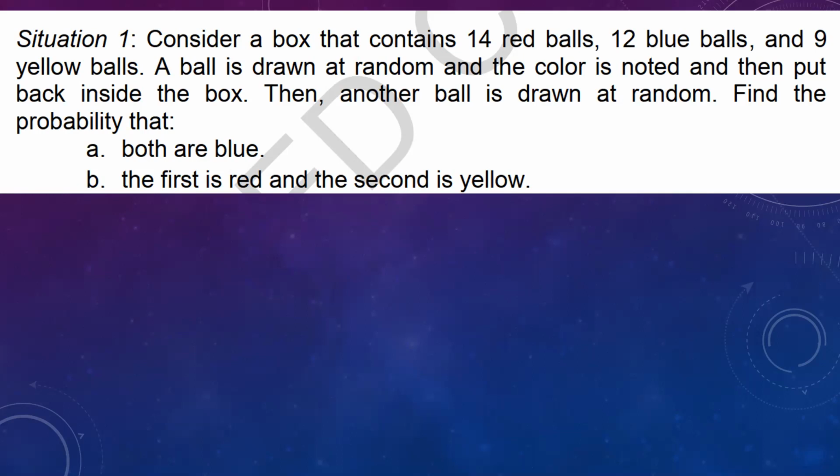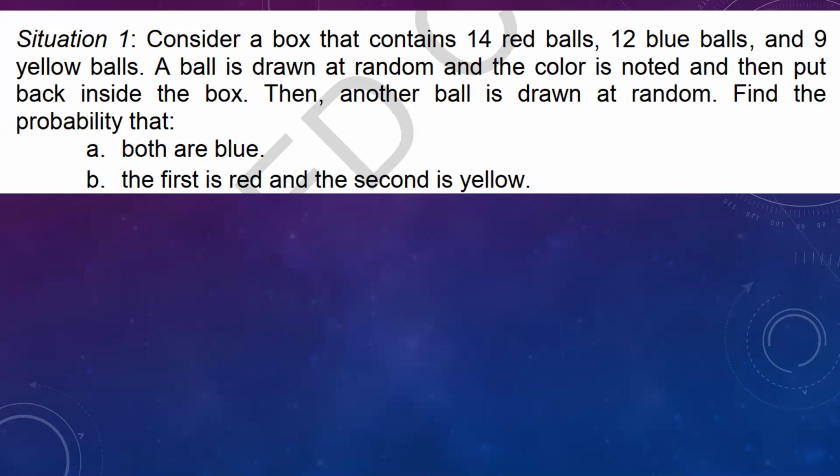Ngayon, nung bumunot ako, ibinalik ko, sa sunod kong pagbunot, ilan pa rin yung bolang nandun sa loob? 35 pa rin po. Ibig sabihin, walang pagbabago in terms of our choices. That is what we call independent probability. Okay? Independent probability. So, paano po natin to gagawin?